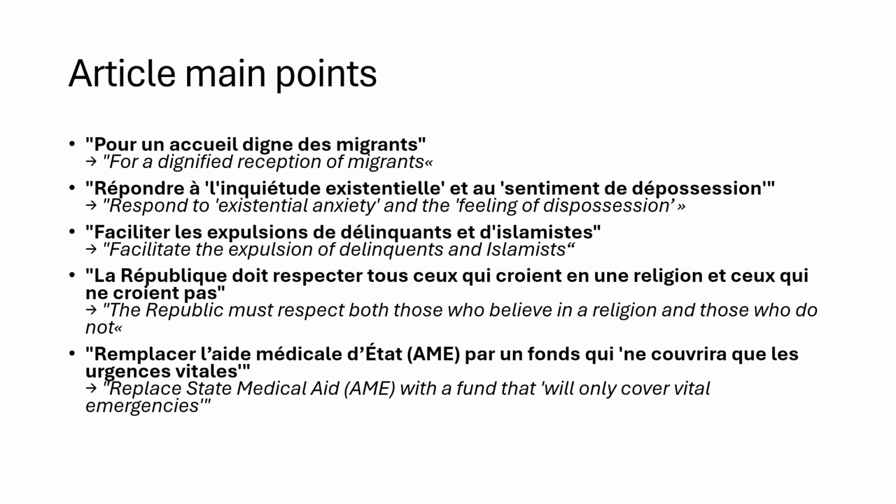La République doit respecter tous ceux qui croient en une religion et ceux qui ne croient pas. The Republic must respect both those who believe in a religion and those who do not. Macron proposes a balanced debate on secularism, or la laïcité, similar to Jacques Chirac's approach in 2003 when religious symbols were banned in public schools.